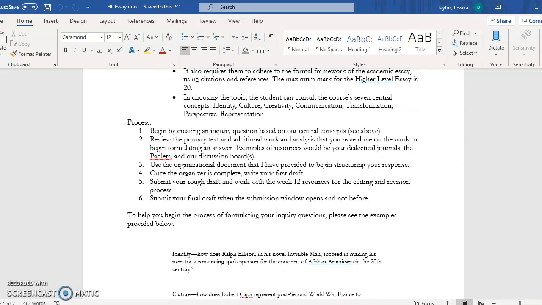So here's your process. You're going to begin by creating an inquiry question based on our central concepts that I just talked about above. You're going to review the primary text and additional work and analysis that you've done on the work to begin formulating an answer to that question. And that answer will essentially become your thesis statement. So again, those examples of resources would be your dialectical journals, the Padlets, our discussion boards, really anything that we've done throughout The Color Purple.